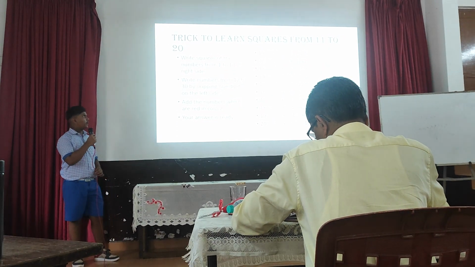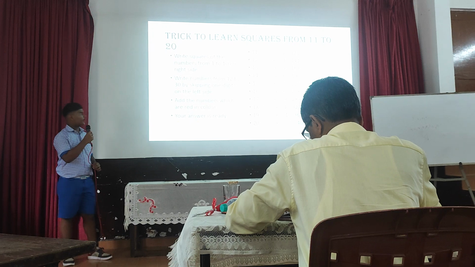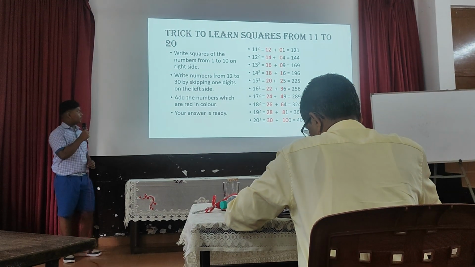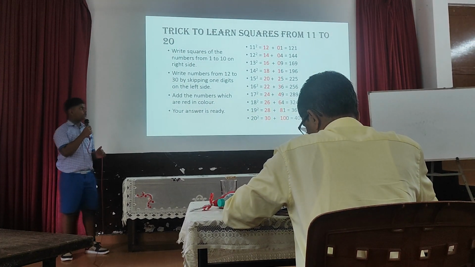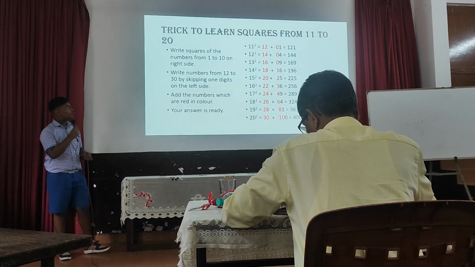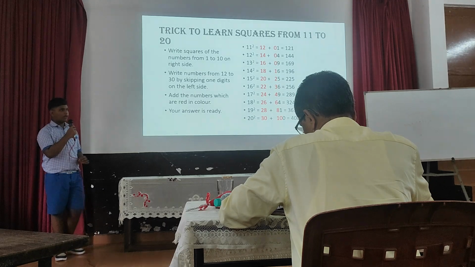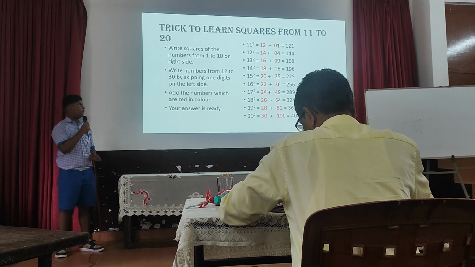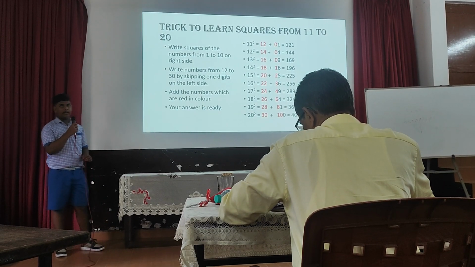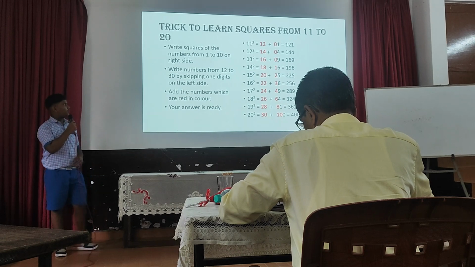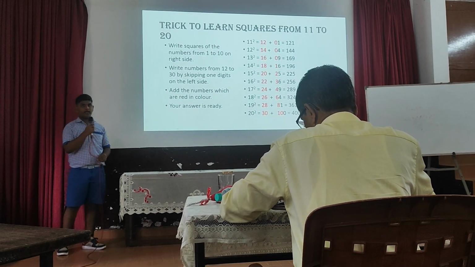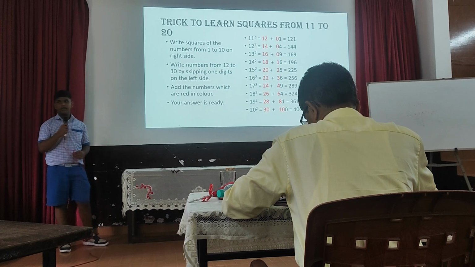So our first example is 11 square. We write 12 on the left side and there is plus 1, that is 1 square. The numbers which are red in color, we have to add them. So 12 plus 0 is 12 and the remaining number is 1, we have to put it at the end. Like this we can learn the squares from 11 to 20 and above. Next slide.